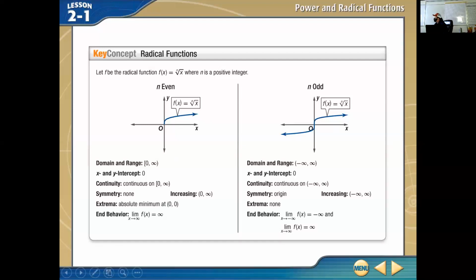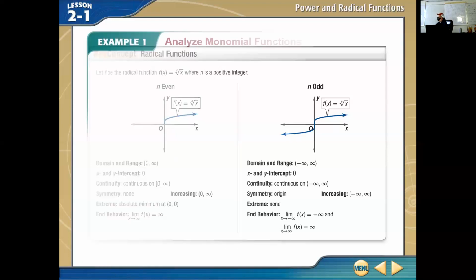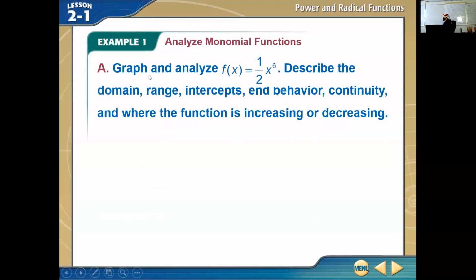All right, let's get into it and let's start using these things. So analyzing monomial functions. Describe the domain, range, intercepts, and end behavior, continuity, where the function is increasing or decreasing. So ask yourself, what's the value of A and what is the value of N? So on this specific graph, our value of A is 1/2 and it's positive. Okay, and our value of N is 6, so that's even.